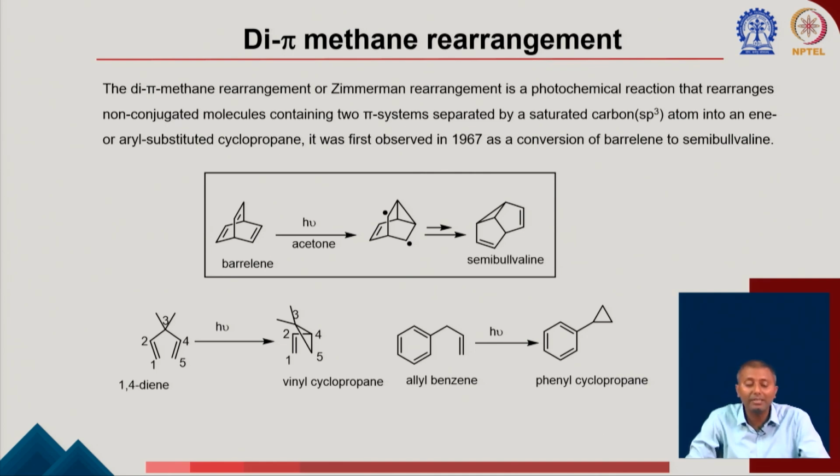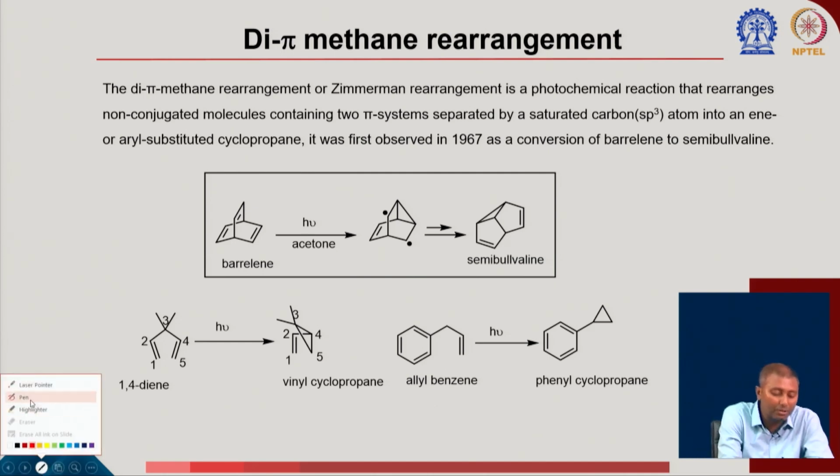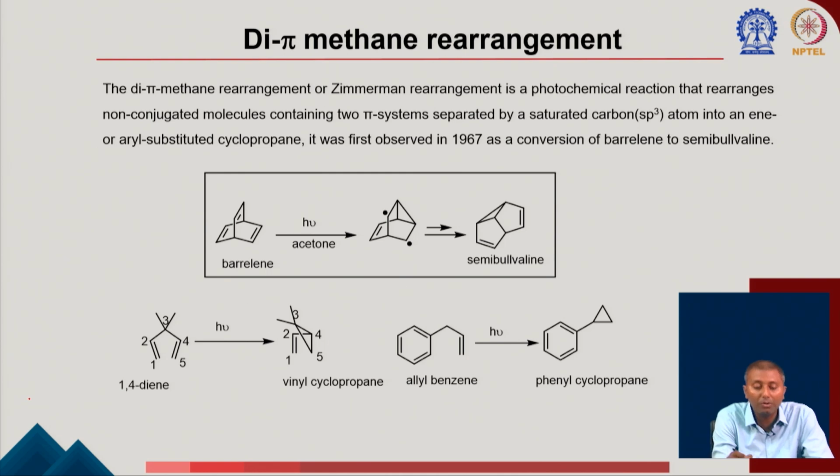Okay. So, what is a di-π-methane rearrangement? A di-π-methane rearrangement is a very important rearrangement reaction. Here, it is going to rearrange non-conjugated olefins containing two pi systems. So you can have a scenario where you have two pi systems which are non-conjugated, isolated by a saturated carbon, or it could be an aryl substitution.